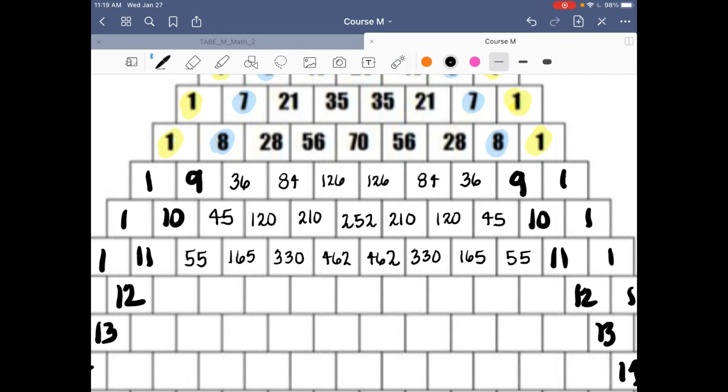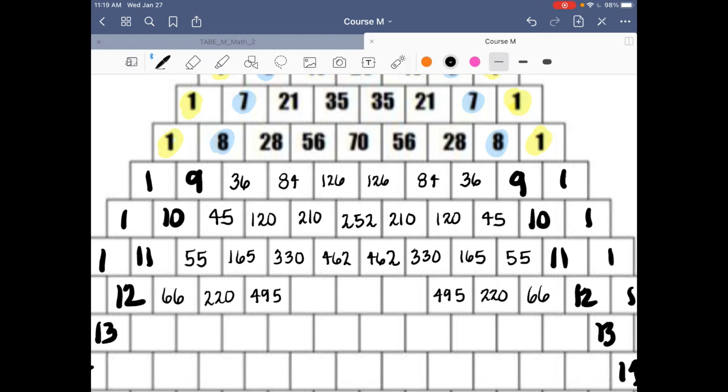55 and 11 make 66. That one goes in twice. Then 55 and 165 make 220. That will go in twice. 165 and 330 make 495, and that will go in twice.